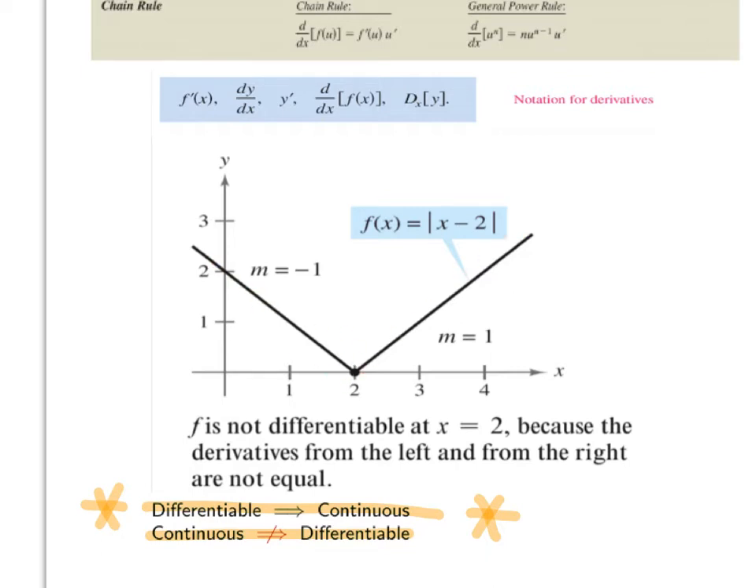Okay, so if we have our graph, which is our absolute value graph, f of x equals the absolute value of x minus 2, we can see that it is not differentiable at x equals 2. We've got this point right here. We can't take the derivative there, because the derivative from the left and from the right are not the same. So the slopes of these are different. Coming from the left, we have a negative slope. Coming from the right, we have a positive slope. So since they're not the same, it is not differentiable at x equals 2.